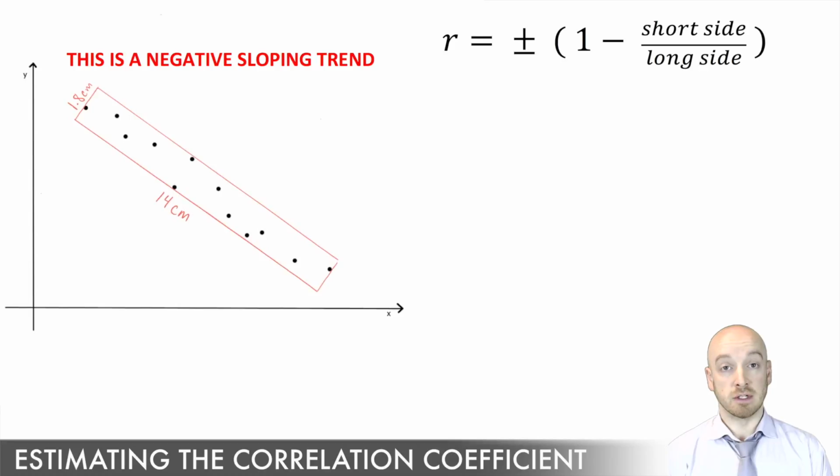Inside the bracket, that first number is always 1, and you're always going to subtract from it the short side over the long side measurements of the rectangle you just drew. So here's how it looks in my case with the numbers filled in.